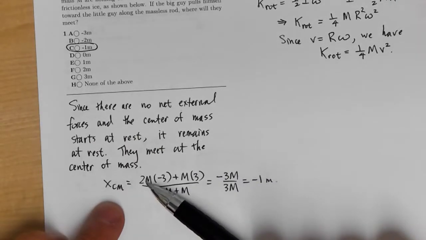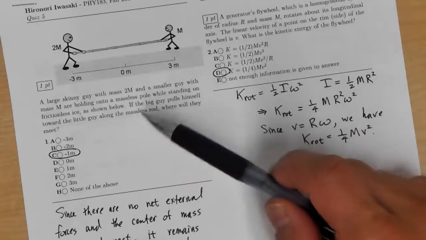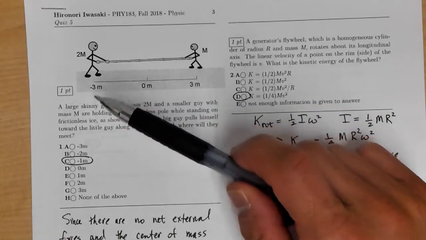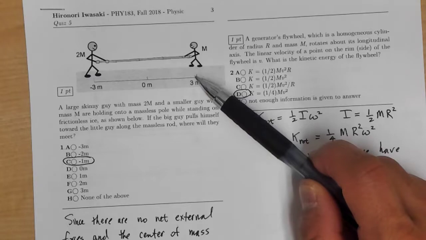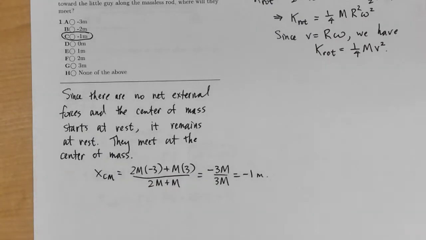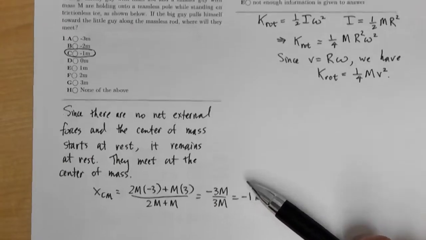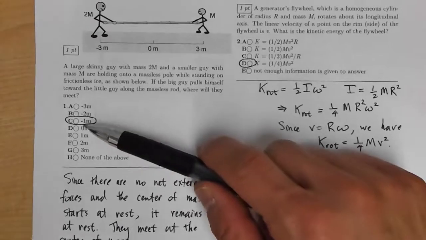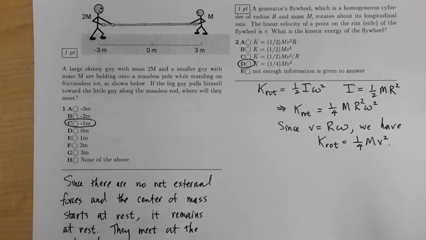Center of mass is 2 times m, the position was -3, and then we have for m, the position was 3, so we plus m times 3, divided by the sum of the masses, which is 3 mass, 3 times m. So we get -3m over 3m, that's -1 m, so they meet at -1 meter.